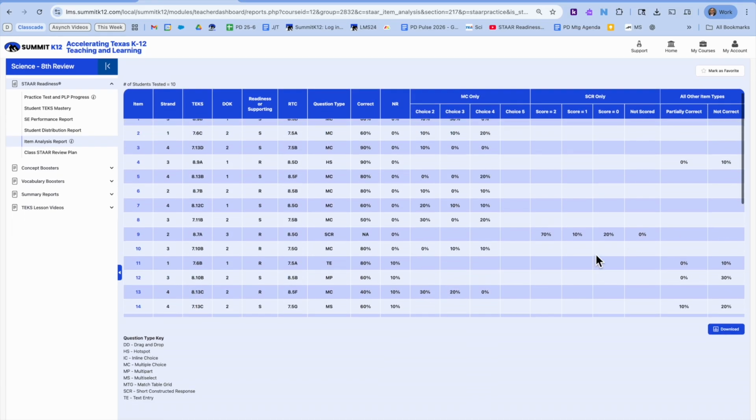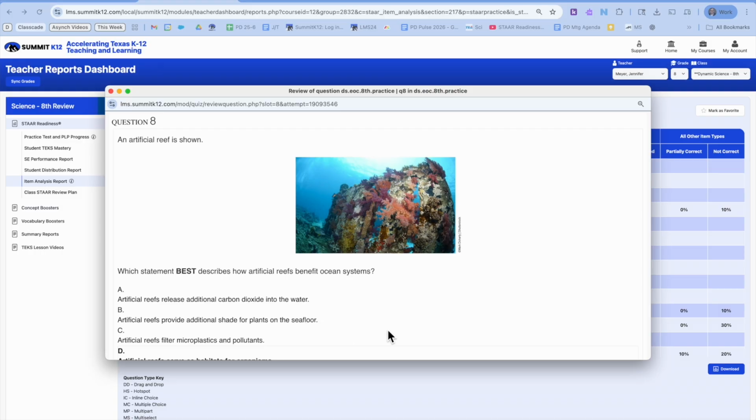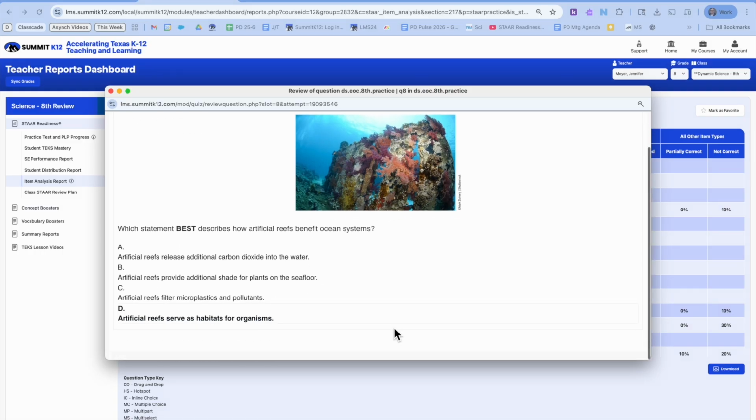I encourage you to use this report. I start by looking at my lowest categories. Where did my students perform the lowest? I might look at this one, number 8. 50%, only half of my students got this correct. When I hover over number 8, here's my question, an artificial reef.